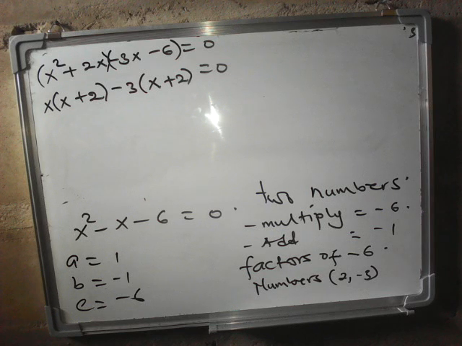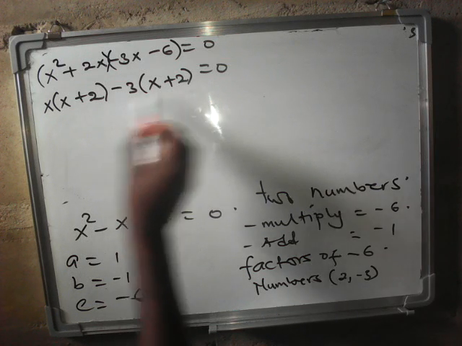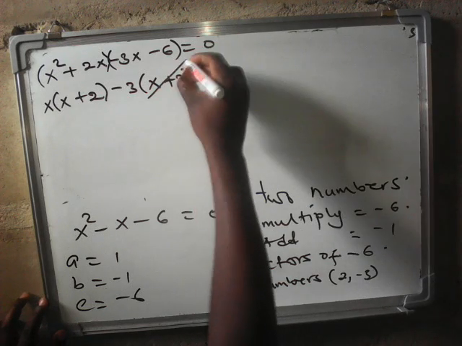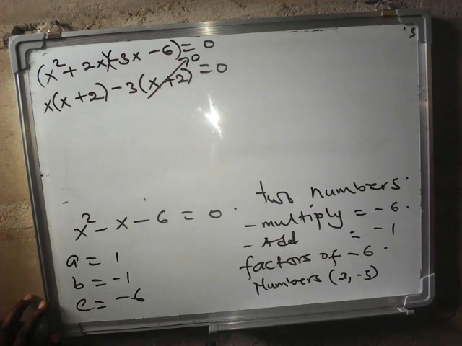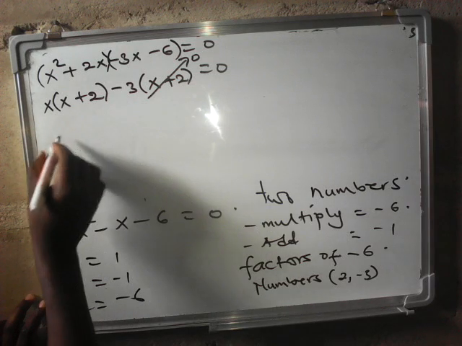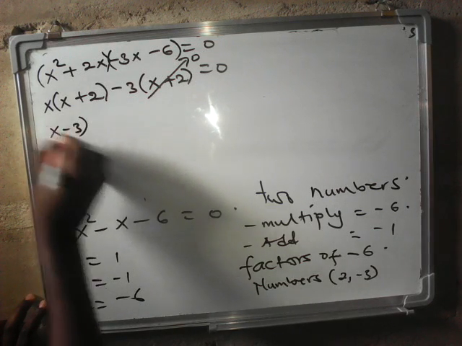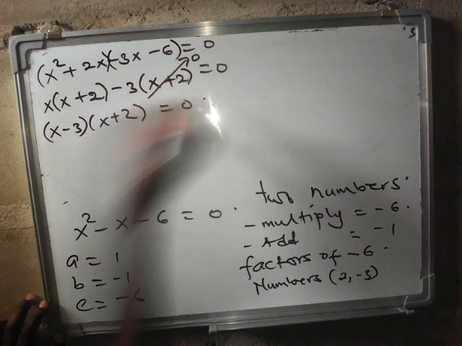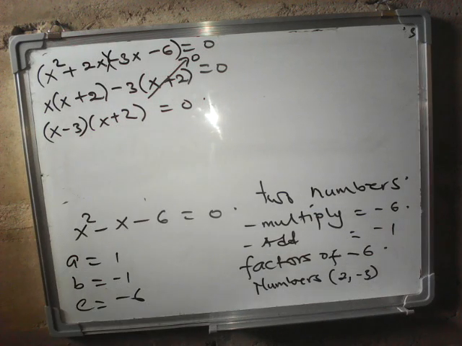So also you group them, but you realize that this and this, they are similar. So you just take one. So you remain with x minus 3 into x plus 2 is equal to 0. So here you have factorized, but when you proceed, you can get the values of x.